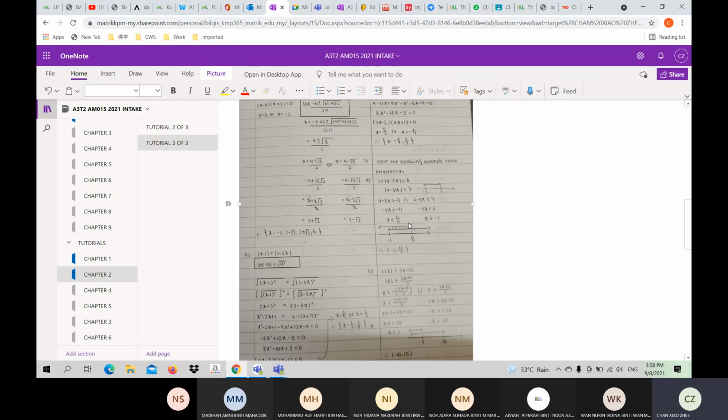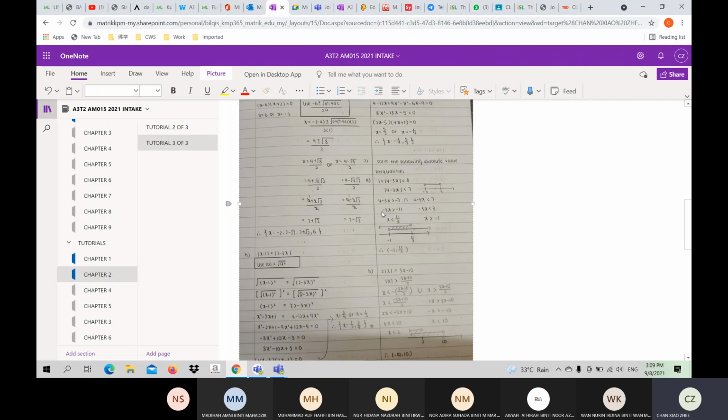Kalau kamu divide by satu negative sign, this sign must reverse. It means kalau greater than, kamu divide dengan negative, sebarang number lah ada negative sign, kamu kena tukar jadi smaller than. The other one, 4 minus 3x smaller than 7. Negative 3x smaller than 3, x greater than negative 1.